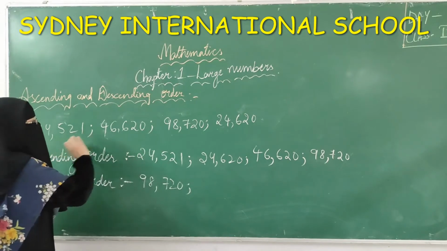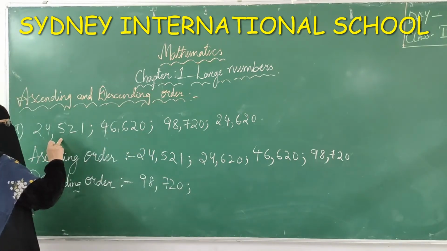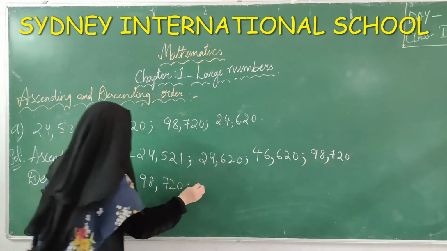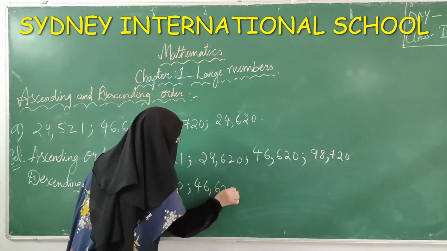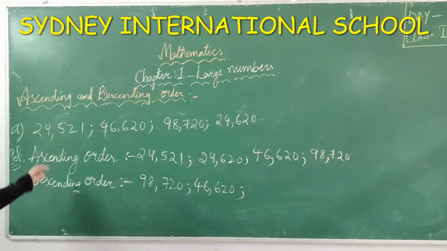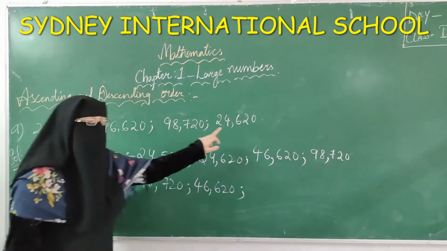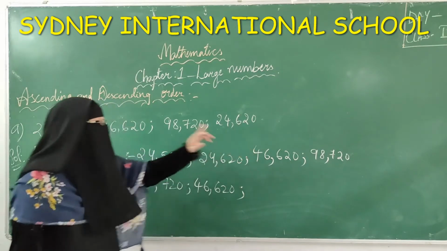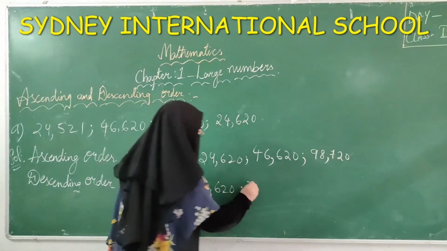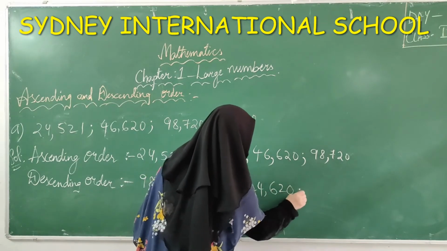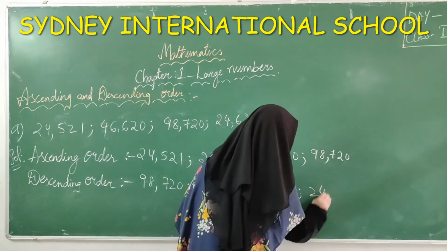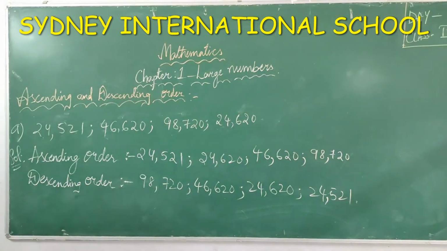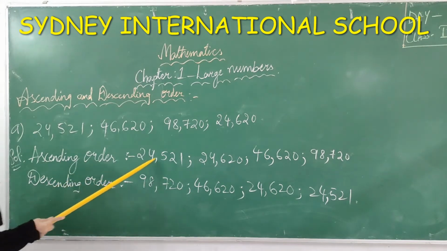We have finished this. What about the remaining numbers? 24,620, 24,521, 46,620. 46,620 is bigger than these two numbers. So I am writing 46,620. Okay. What is our next number? Is 24,521 bigger or 24,620 bigger? 24,600 is there, it is 620. Here 521. So 24,620 is bigger than 24,521. Understood?